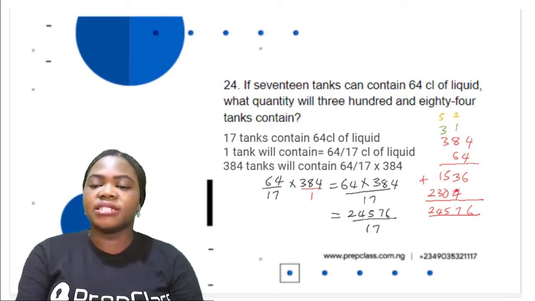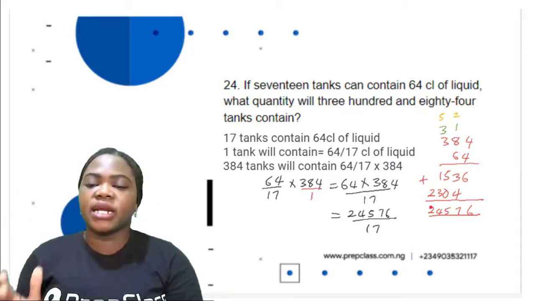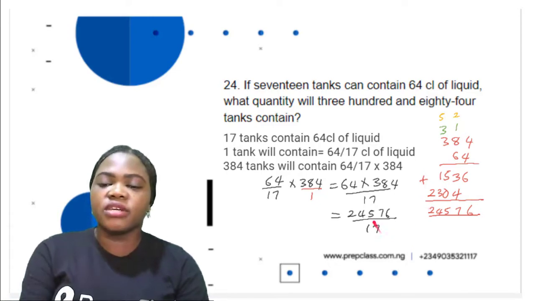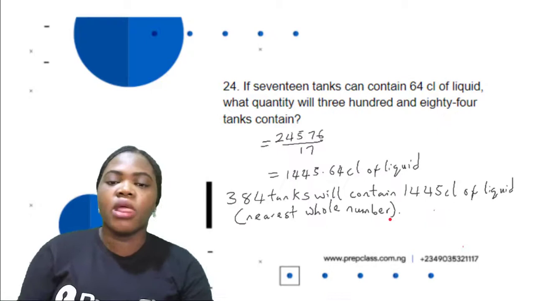So now let's add this together. 6 plus nothing is 6. 3 plus 4 is 7. 5 plus 0 is 5. 1 plus 3 is 4. Then 2 plus nothing is 2. So the product of 64 and 384 is 24,576. So let's divide this by 17 now.